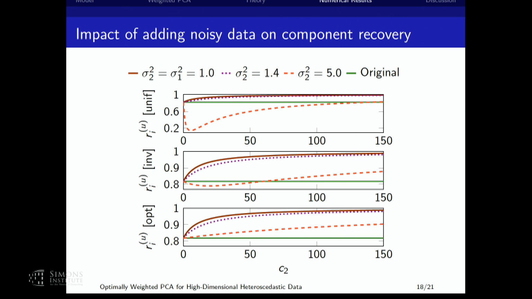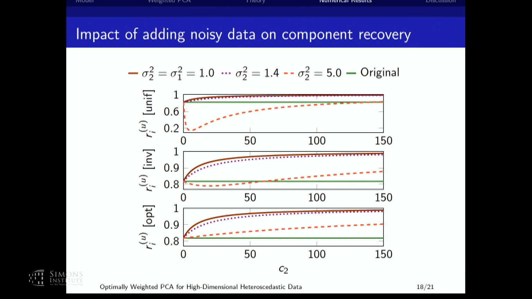One more plot that I found especially interesting and intuitive after we thought about it, but it took some time. So this one, we look at the impact of adding noisy data. We have some clean data, and I'm just going to fix that amount. I have some data which has noise variance 1. And then I'm going to add data to that data set. So I want, as I add that data, for the principal component recovery to get better.